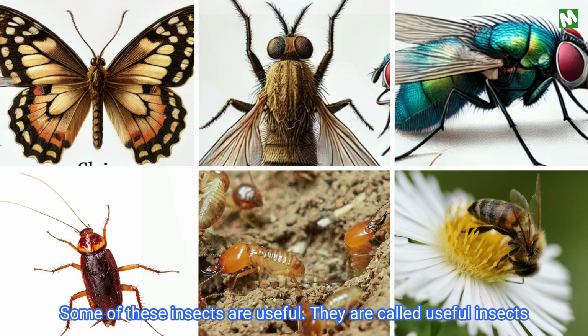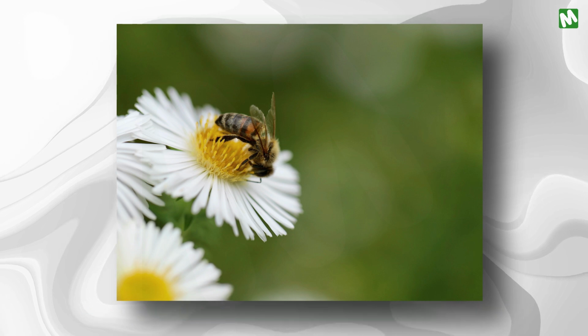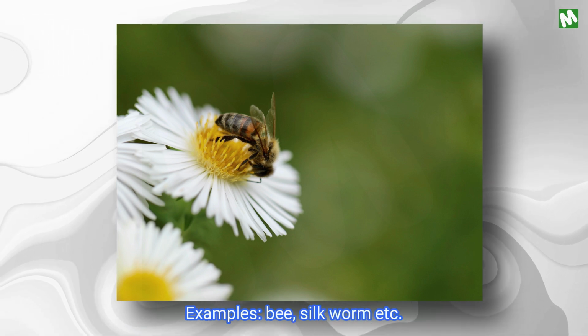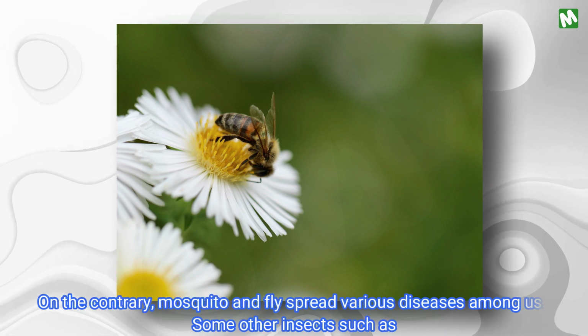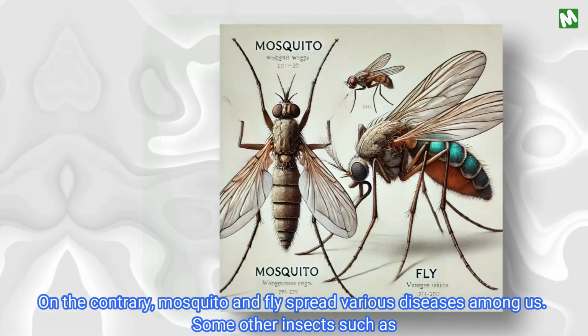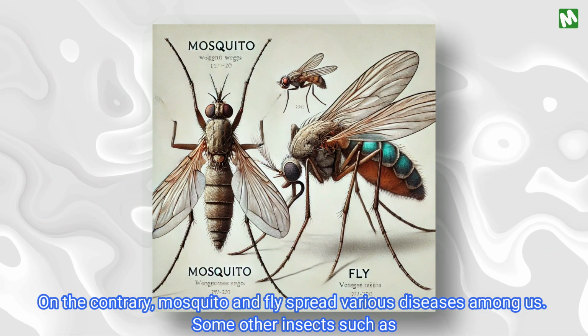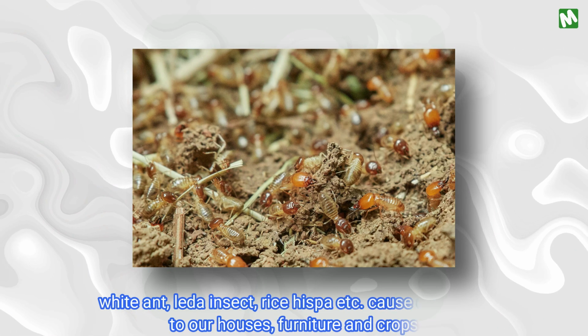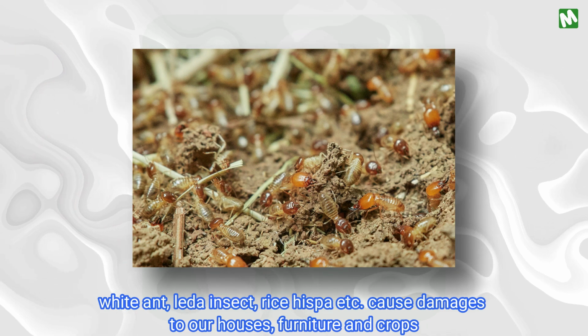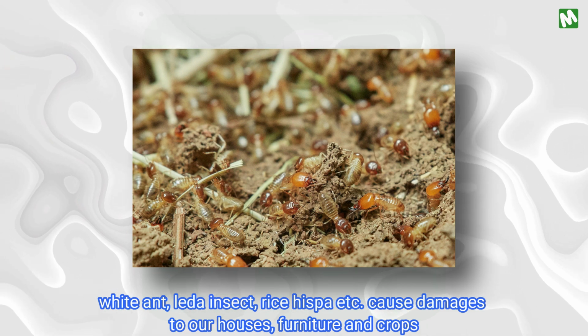Some of these insects are useful. They are called useful insects. Examples: bee, silkworm, etc. On the contrary, mosquito and fly spread various diseases among us. Some other insects such as white ant, leather insect, etc. cause damage to our houses, furniture and crops.